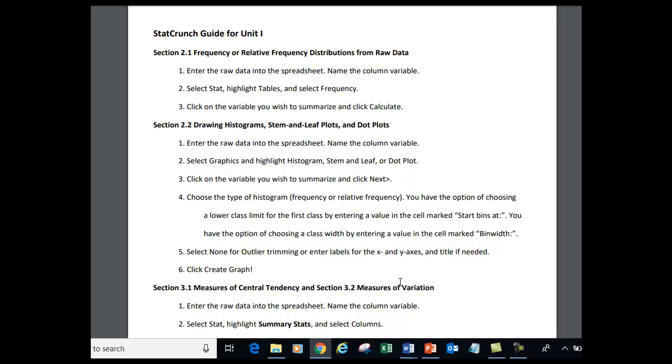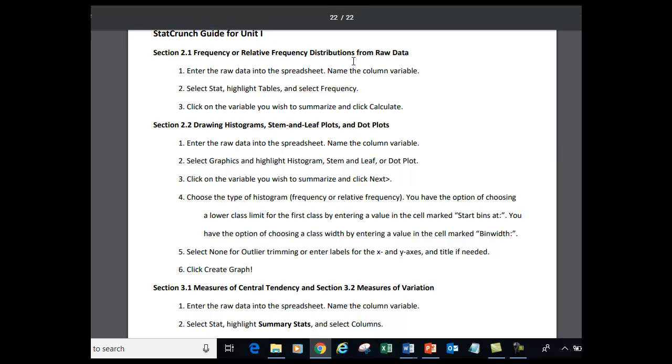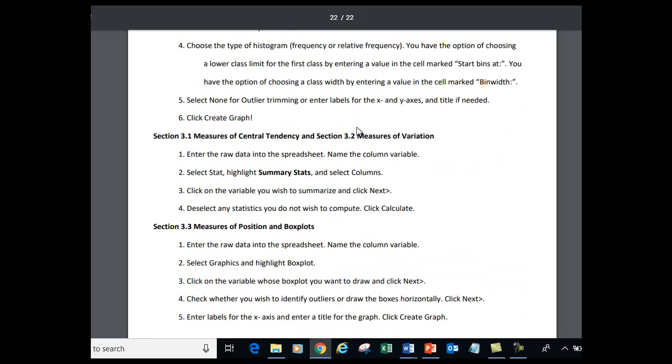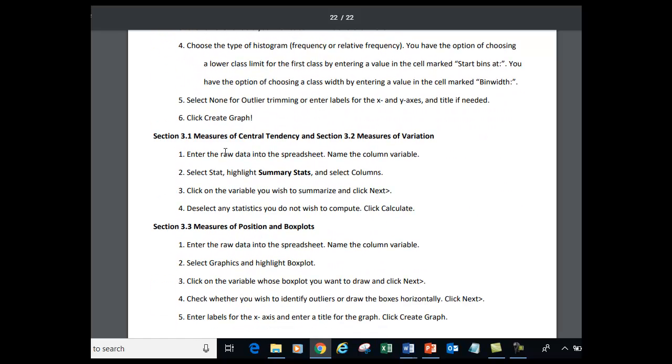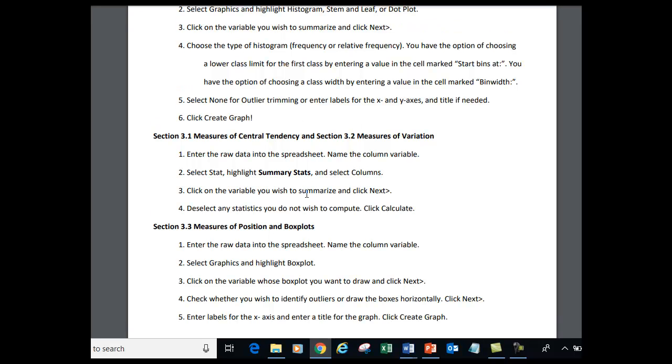Then the last thing, the StatCrunch guide. Truthfully, we did everything by hand in 2.1 and 2.2 in class. That is not so much needed other than possibly to help you get through some of your homework. But Section 3.1, measures of central tendency, and Section 3.2, measures of variation, I know that I posted a video where you are using summary stats in StatCrunch. Definitely you need to know how to do that. You will have access to StatCrunch for all of our in-class exams.